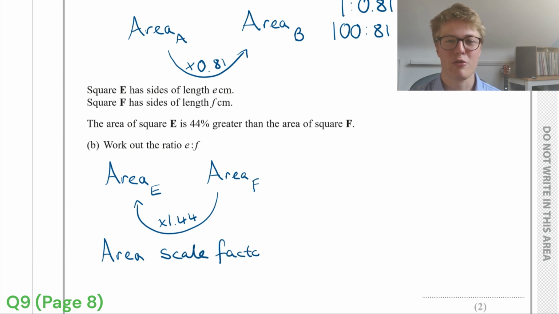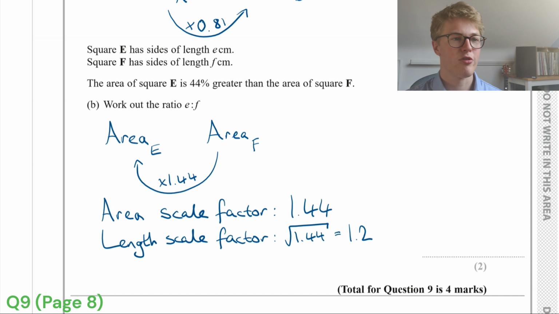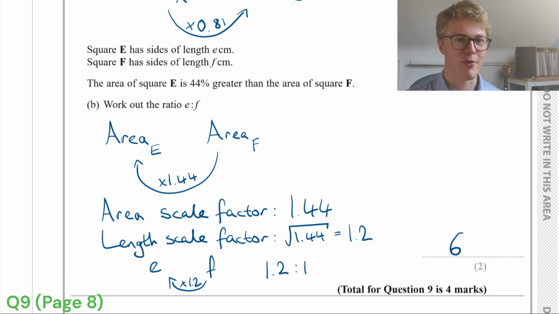This is important because we want to make sure our ratio is the correct way round when we write our answer at the end. So the area scale factor is going to be 1.44 because it's 44% greater. Then the length scale factor is going to be the square root of 1.44, which is 1.2. So therefore we know the length scale factor to go from F to E is going to be 1.2. So we write our ratio of E to F as 1.2 to 1, and then we can simplify this by multiplying both sides by 5, which gives us 6 to 5 as our final answer.